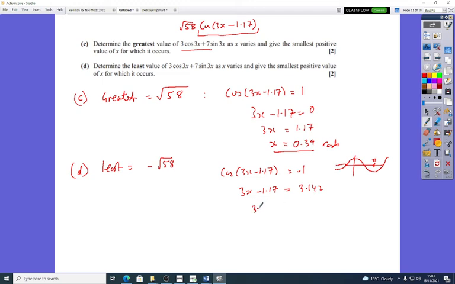Take that to your side, 3x equals pi, add 1.17, which gives me 4.3115, etc. And then when I divide that by 3, that will be 1.437. Okay, so that's nice and straightforward.